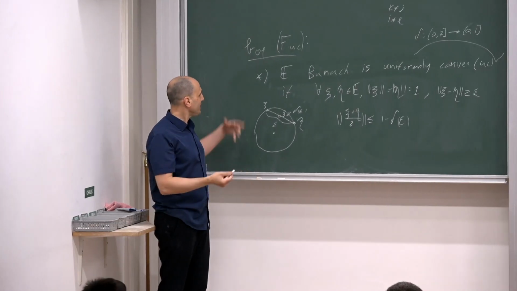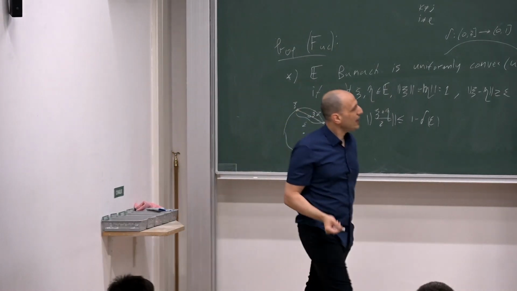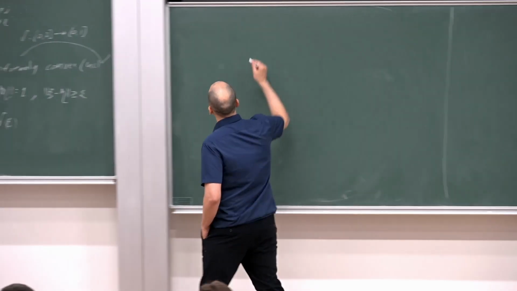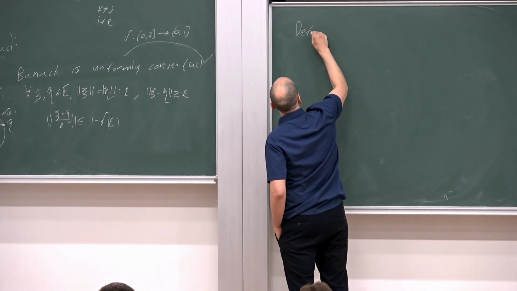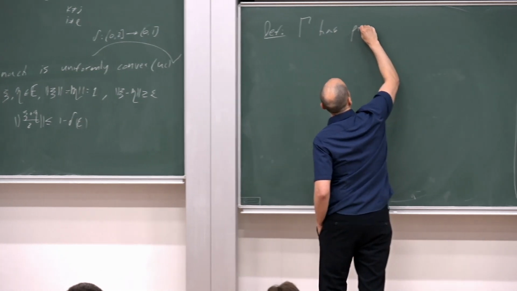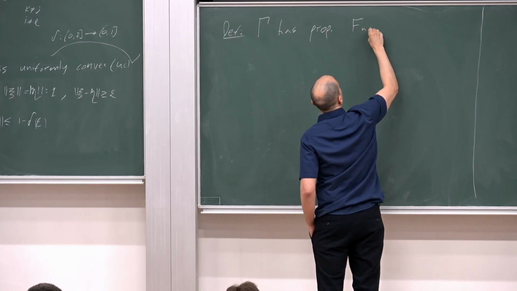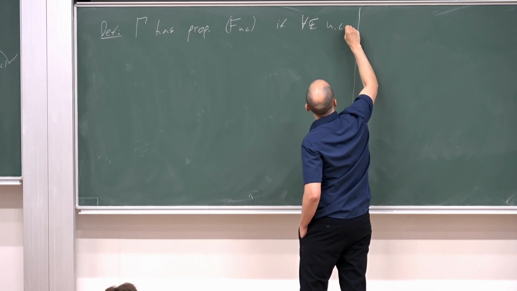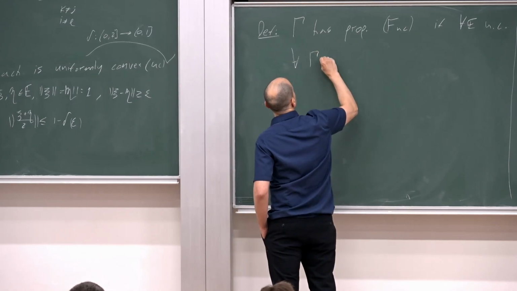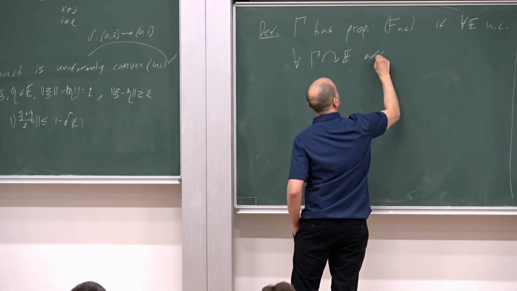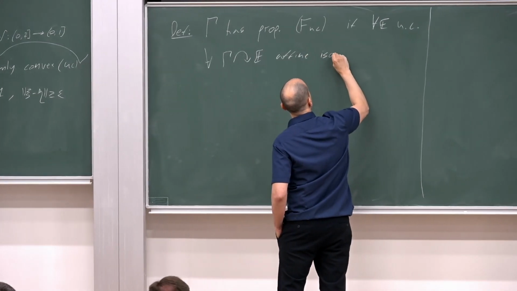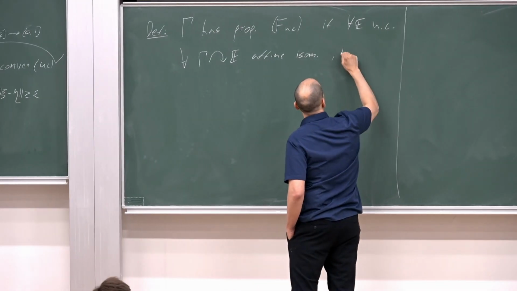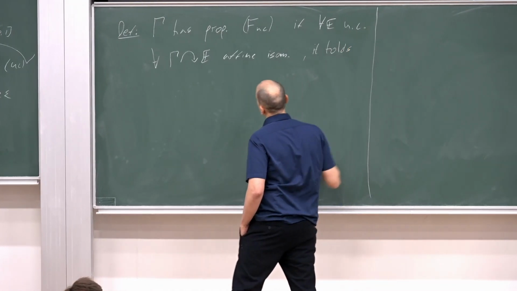It was mentioned in at least one talk before. And now let me state the fixed point property I want to define. So here's the definition. Gamma has property FUC if for every uniformly convex Banach space and every affine isometric action of gamma on your Banach space, it holds that you have a fixed point.